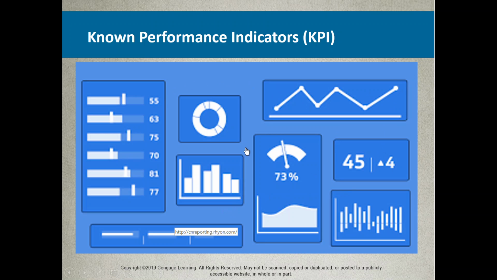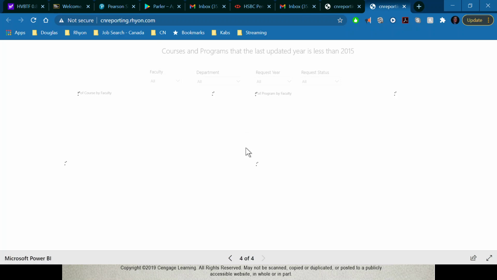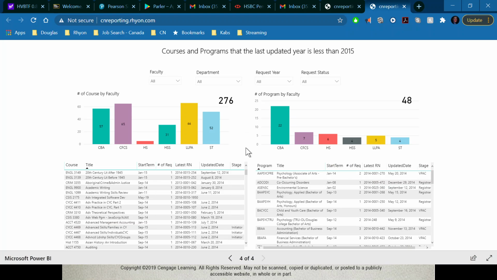answer those problems. Now, giving a practical example of this. As I've mentioned, I'm in charge of a management information system for Douglas College on curriculum development. So what I've done is I've put together an interactive KPI for faculty and stakeholders to interact with.